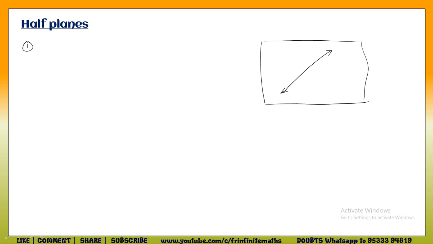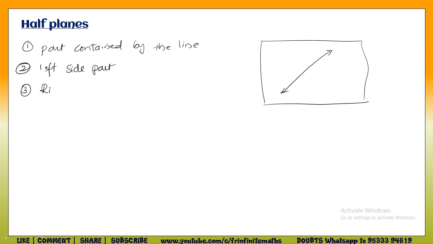The first part is the part which is contained by the line, and the second part is the left side part. Next, the third one is the right side part. Okay, so whenever you draw a straight line on a plane, then that plane is divided into three parts.